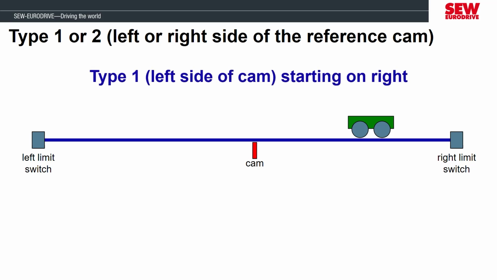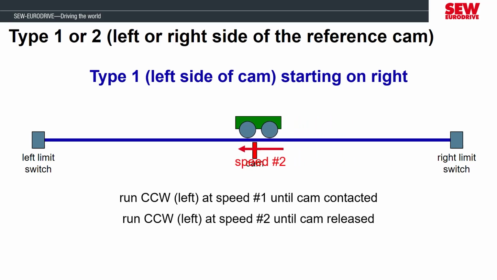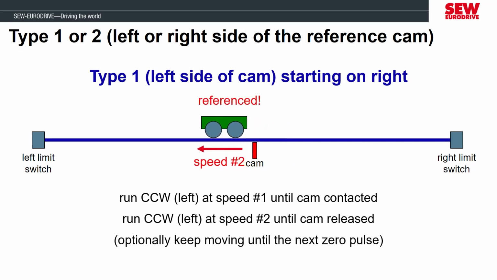We're going to use Type 1 as our example, and the equipment is currently on the right side of the cam switch. So let's look at how it handles the reference routine in this scenario. We will see the equipment run at the faster speed until it contacts the cam. While it's on the cam, it uses the slower speed number 2 and travels to the left side of it. Then the MOVIDRIVE will say it's referenced after the equipment is clear from the cam on the left side.